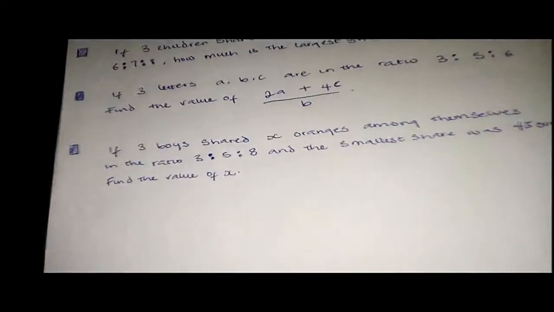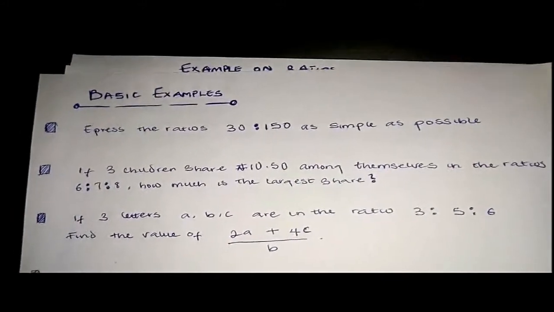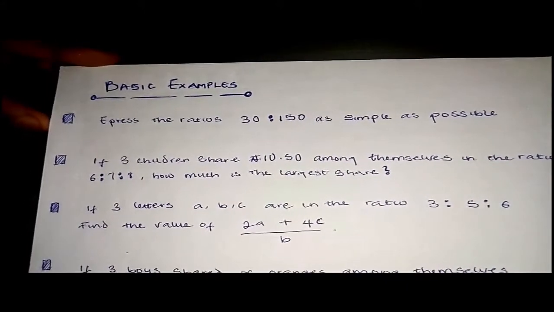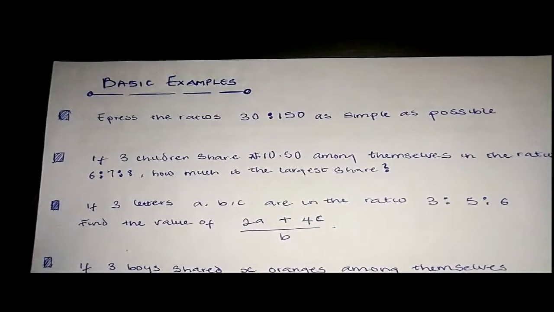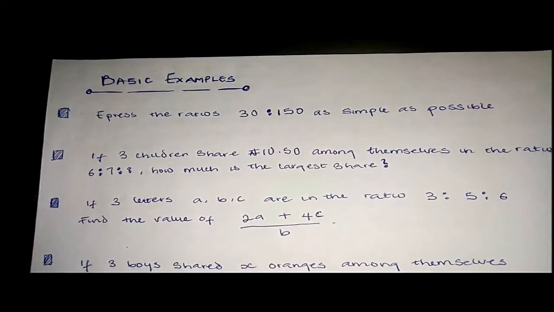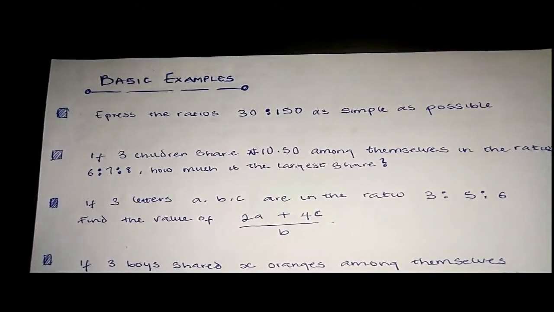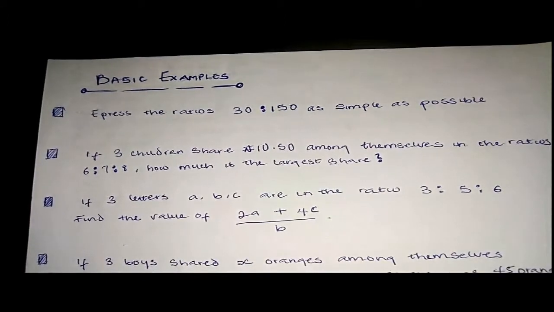The basic examples we're looking at are these. Starting from the top, we have: express the ratio 30:150 as simple as possible. That means I just want you to reduce this to the lowest term.